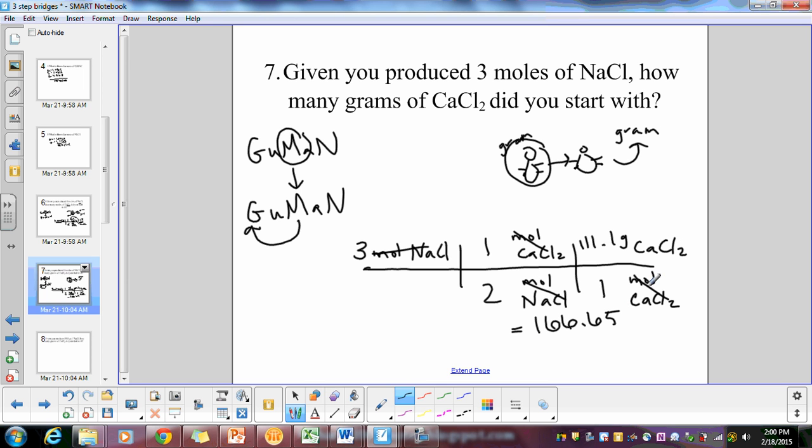And that's grams of CaCl2. We're not using sig figs in here, for those of you who are used to sig figs. So you can round this to 167 if you want, or you can leave it at 166.65. Either answer is perfectly fine for our purposes.